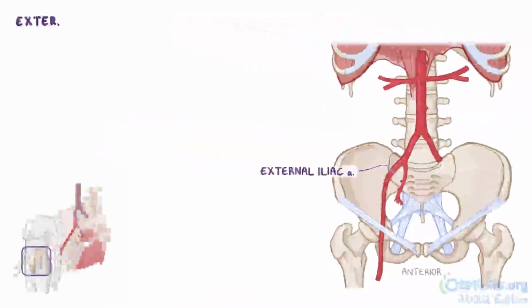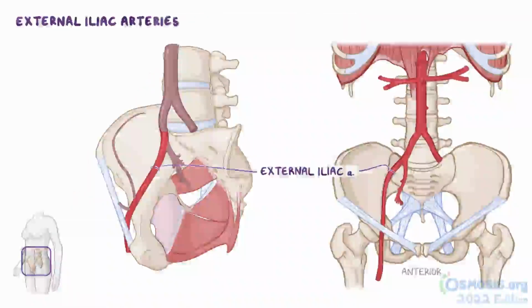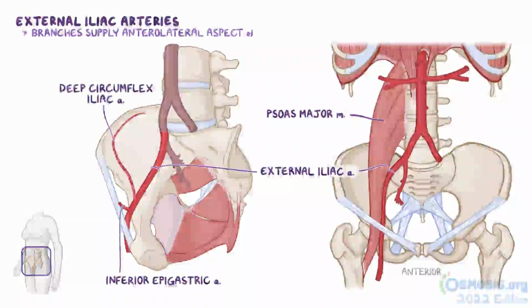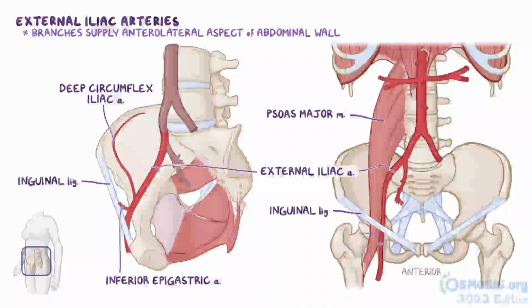First are the external iliac arteries, which descend on the medial border of a muscle called the psoas major. After running for a short distance, each external iliac artery gives two branches, called the inferior epigastric and deep circumflex iliac arteries. These branches supply the anterolateral aspect of the abdominal wall. Then, each external iliac artery passes underneath the inguinal ligament to become the femoral artery, which is the main artery that supplies the lower limbs.